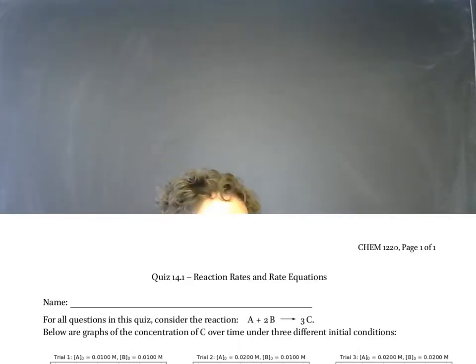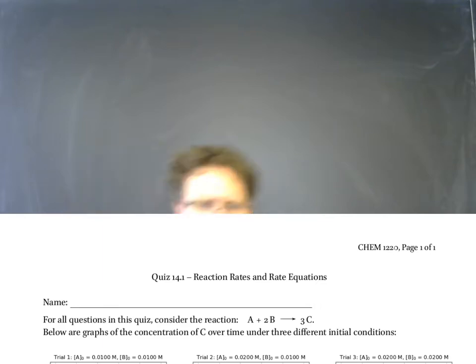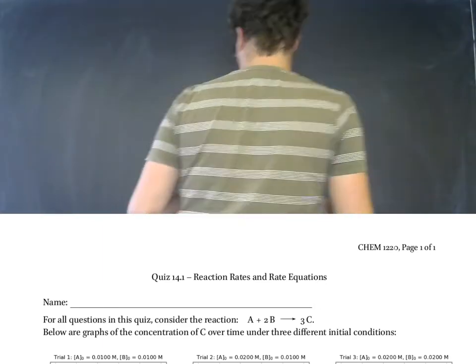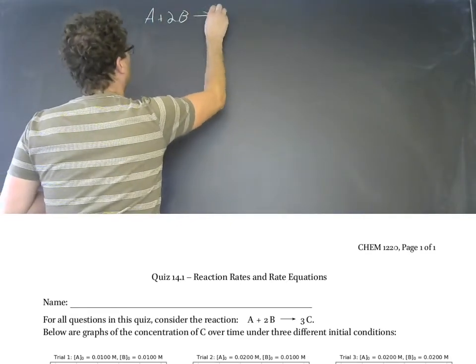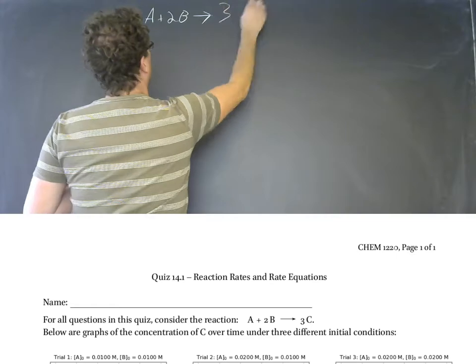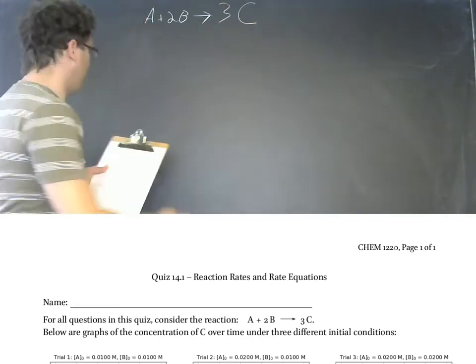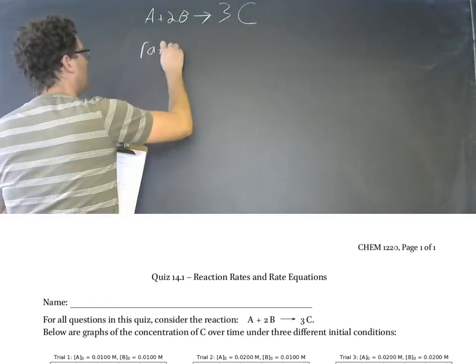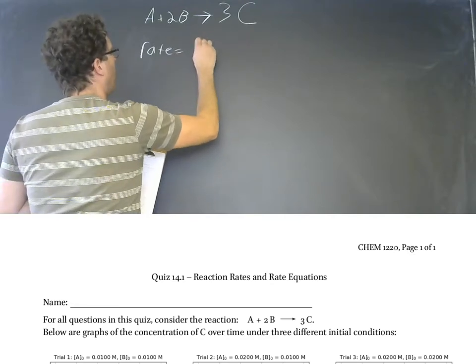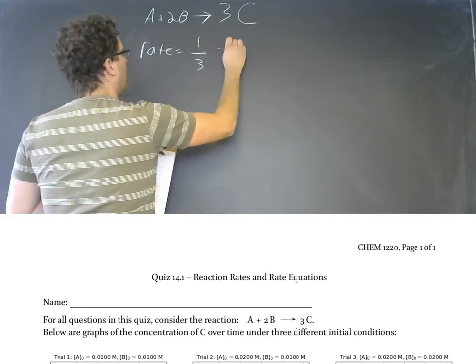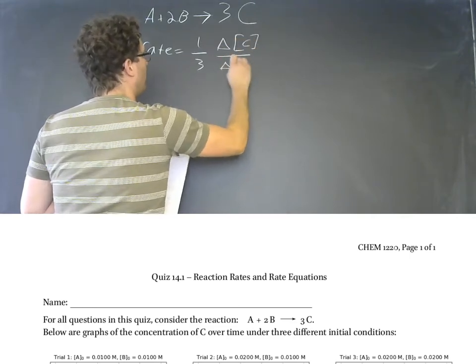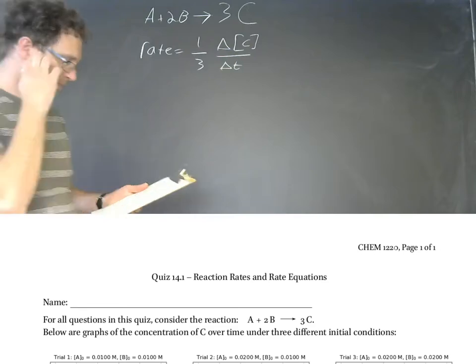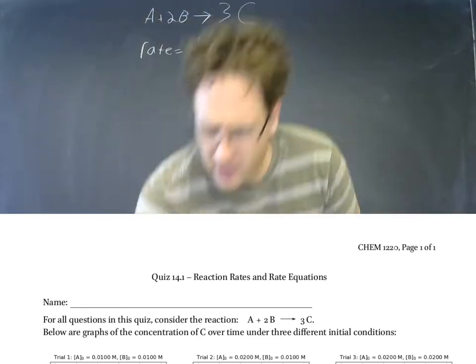Okay, quiz 14.1 has to do with reaction rates and rate equations. For all the questions in this quiz, we're considering the reaction A plus 2B forms 3C. And that means that the rate is going to equal 1 over 3 times the change in the concentration of C over the interval of time. And we've got some graphs here.